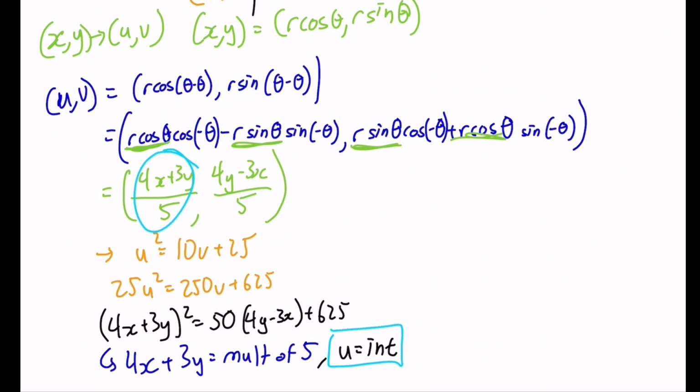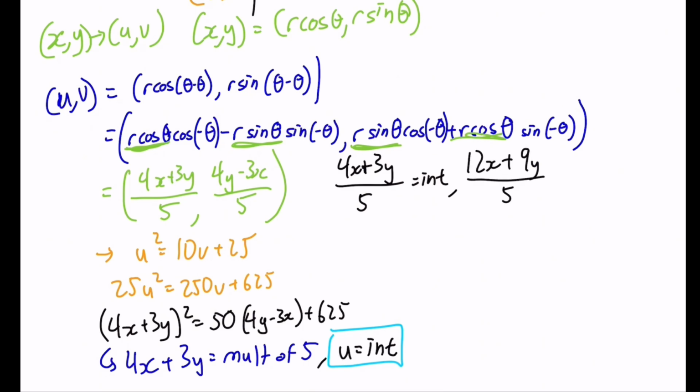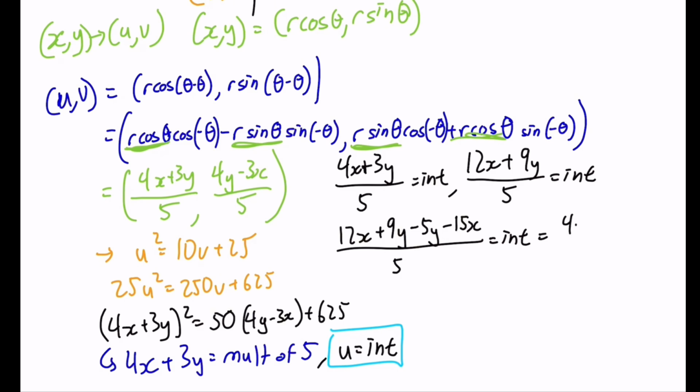And because this is an integer, if (4x + 3y)/5 is an integer, that means that (12x + 9y)/5 is also going to be an integer, because this is just multiplied by 3. And if we subtract 5y and 15x over 5, that's still going to be an integer. This can be simplified to (4y - 3x)/5. So this is also an integer, and that's this value right over here.